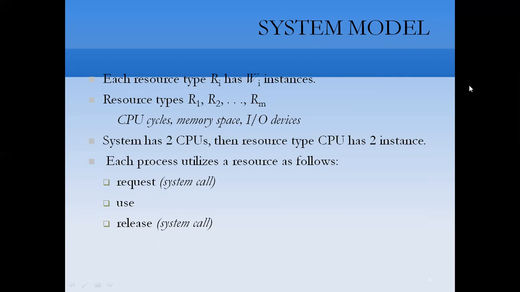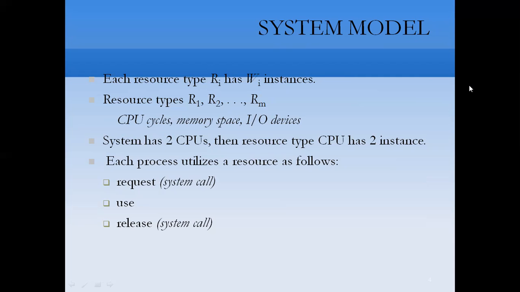If a process requests an instance of a resource type, the allocation of any instance of the type will satisfy the request. If it will not, then the instances are not identical and the resource type classes have not been defined properly. So, under normal operation, a process may utilize a resource in only the following sequence.